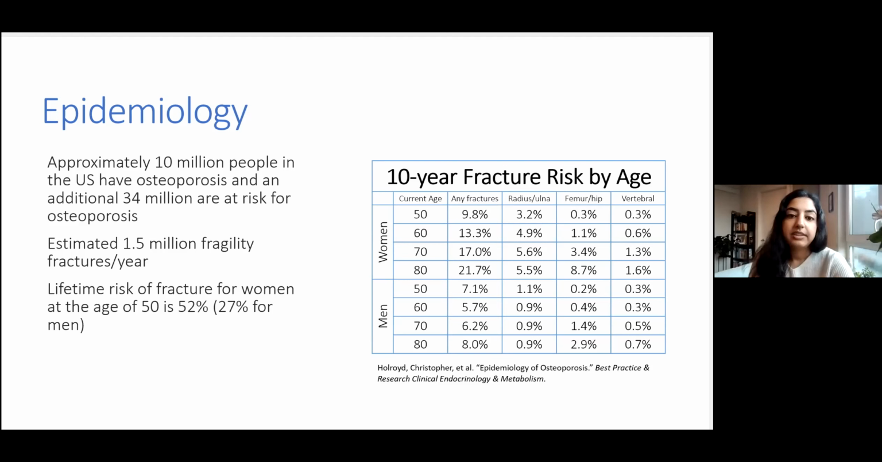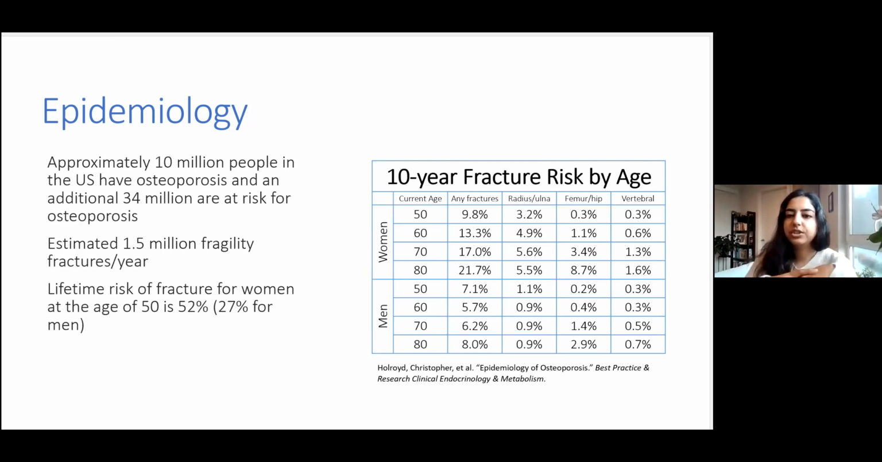The lifetime risk of fracture for women starting at the age of 50: a 50-year-old woman will have a 1 in 2 chance of having a fracture during their lifetime. So there's very high burden. This chart here shows your risk of 10-year fracture by age, and you can obviously see that goes up over time. If you're 80, you're very high risk for fracture.